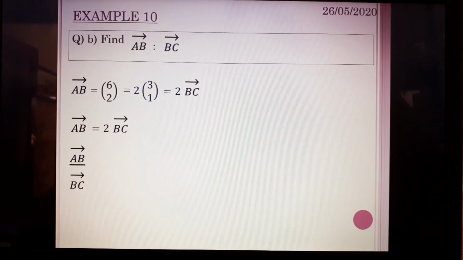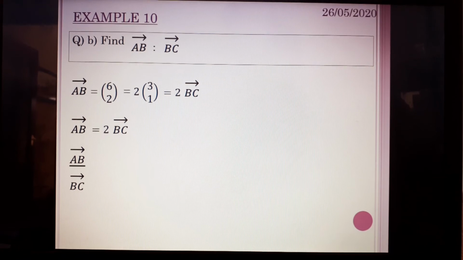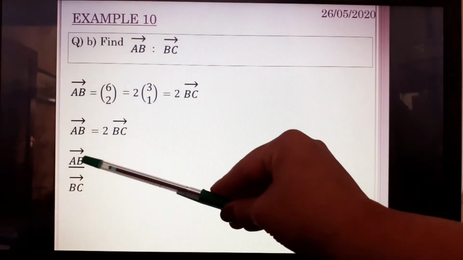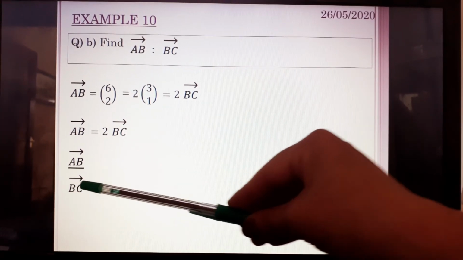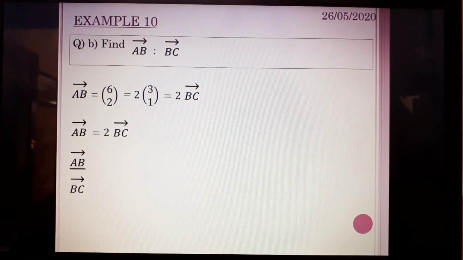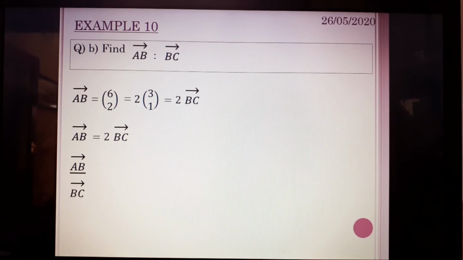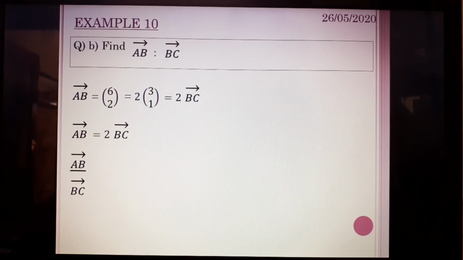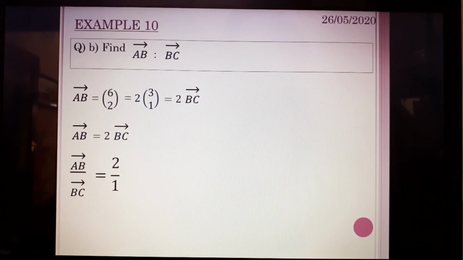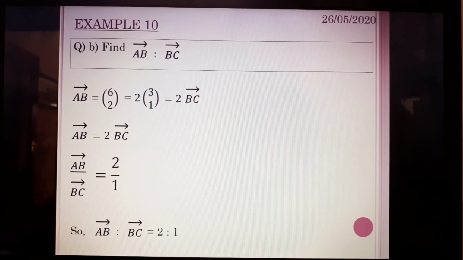So what that means then, if we bring the BC over to the left-hand side and make it a divide, AB divided by BC. Now there's lots of lines there, so that's just the vector AB there. That's the dividing line, and that's the vector BC there. So AB divided by BC is just 2. But if we write that right-hand side as a fraction, the number 2 is just the fraction 2 over 1, isn't it? So AB over BC equals 2 over 1. So that means that the ratio AB to BC is 2 to 1 in that order.